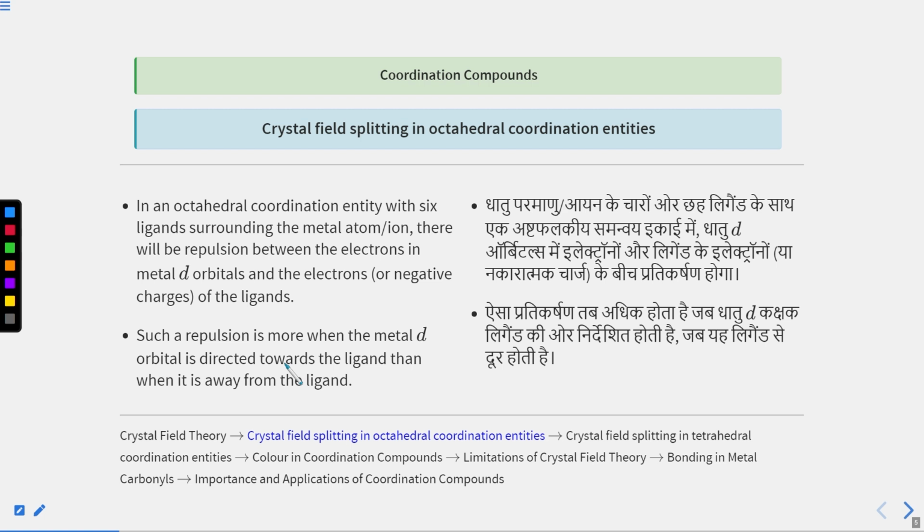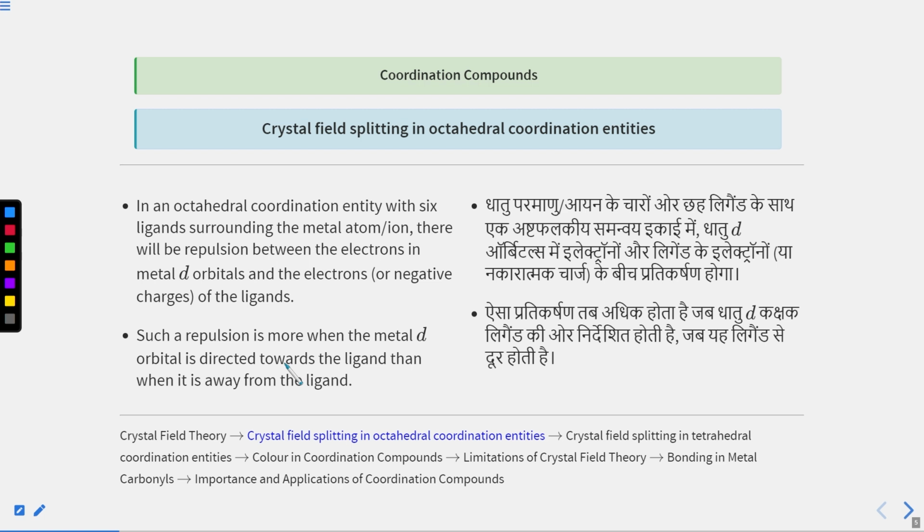As the ligands approach, the d orbital has electrons, and suppose we are taking an octahedral complex, so 6 ligands will approach because the coordination number of an octahedral complex is 6. The 6 ligands approach through their atomic orbitals, and those atomic orbitals contain electrons. So the electron in the orbital of the ligand and the electron in the d orbital of the metal will have a repulsion, right? And such a repulsion depends on whether the metal d orbital is directed toward the ligand or away from the ligand.